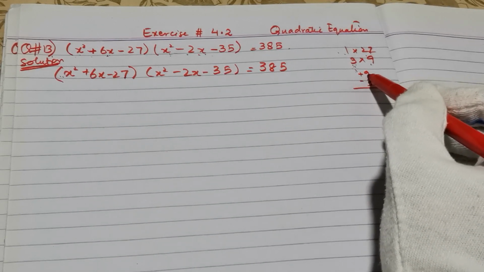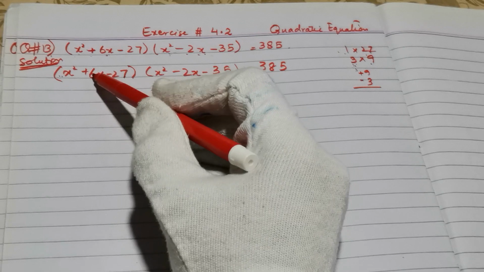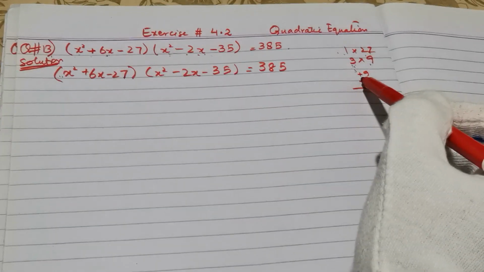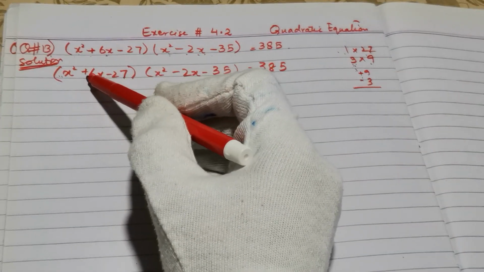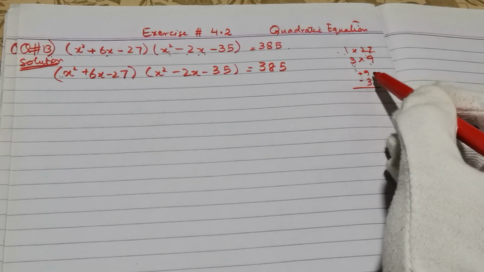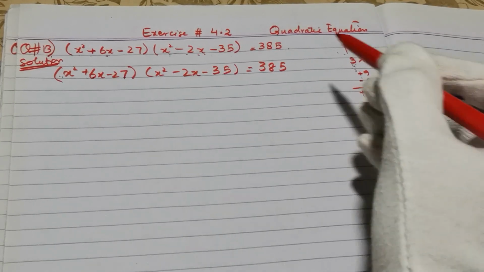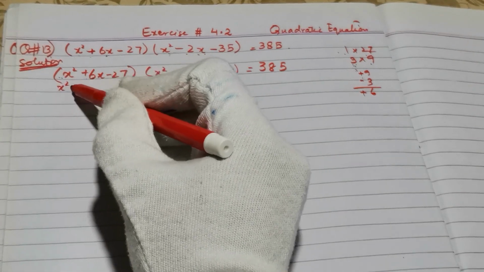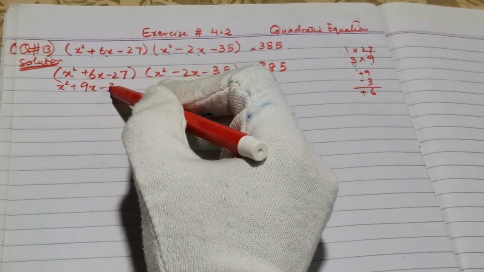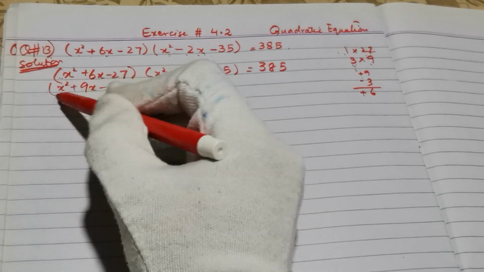Why do we write the positive sign with 9? Because the greater value goes with the positive sign, because here it is positive 6. So we put the greater value with the positive sign. So the factors are x square plus 9x minus 3x minus 27.